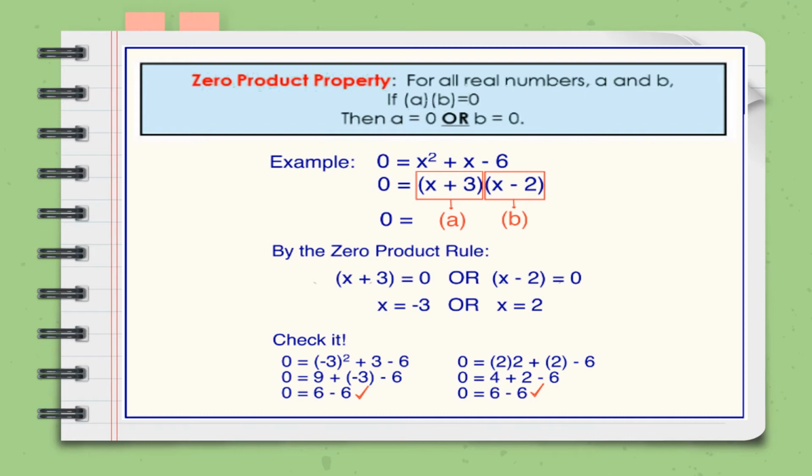Then, by the zero product property, we are going to find the value of x. So what is your x? x is equal to negative 3, then x is equal to 2. Check your answer. Just substitute the value of x. For the first, negative 3, just substitute it. So your answer is correct. The same with x is equal to 2. Your answer is also correct.